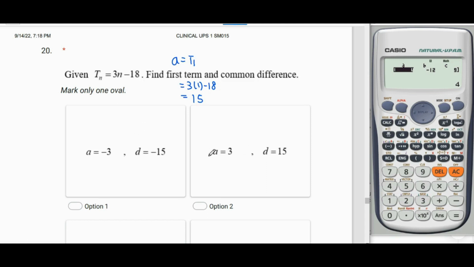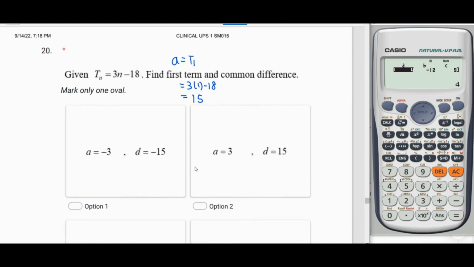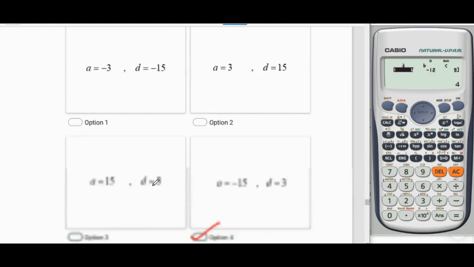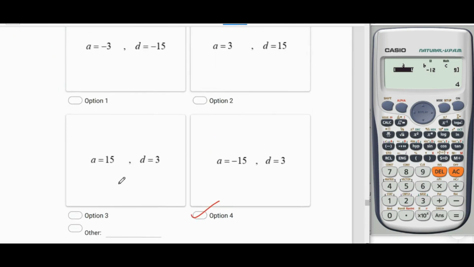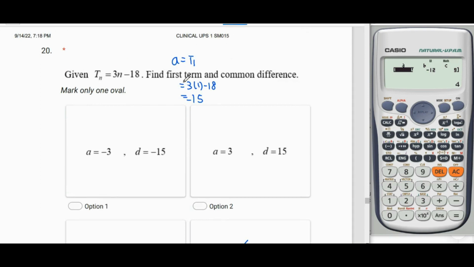So automatically these two options are eliminated, negative 15. So these two options are automatically eliminated. This is not correct. Automatically we can get this already. So you can do this in less than 1 minute. So we can continue if you want to know how to find the common difference.